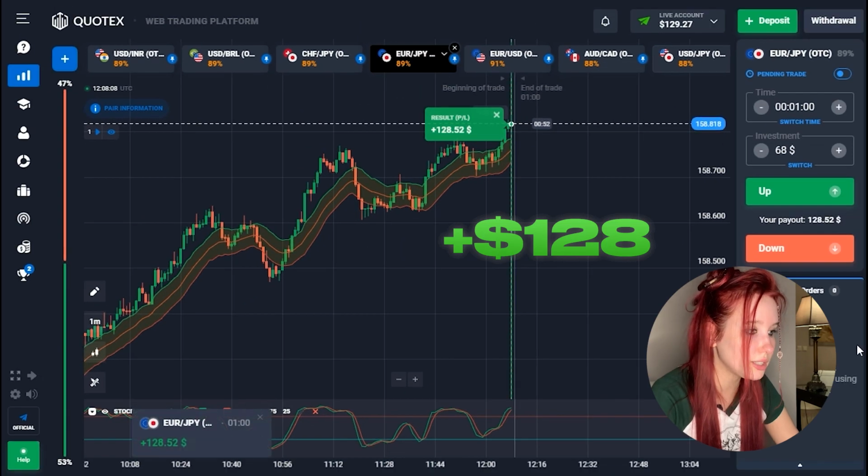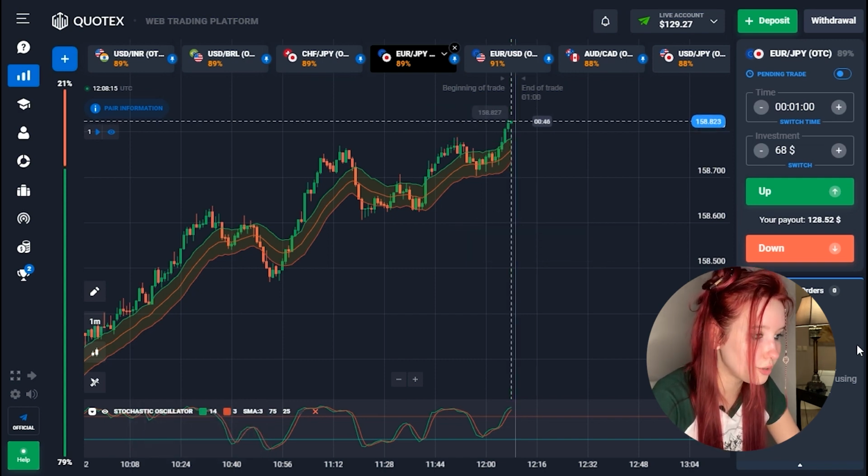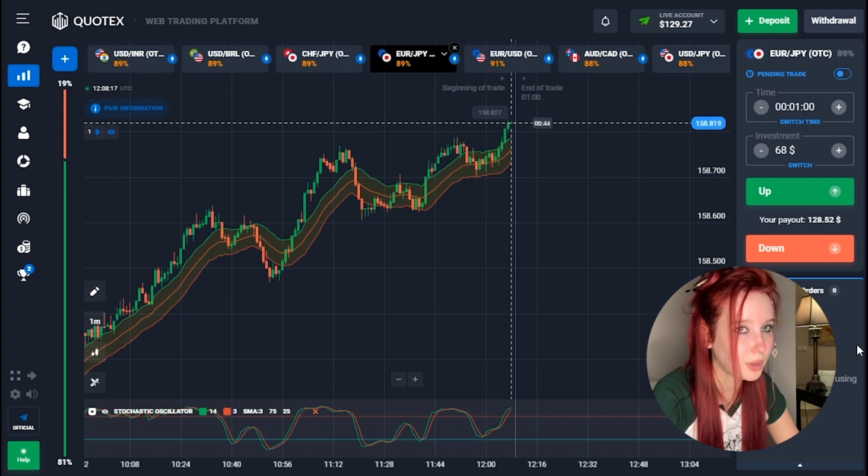You can see the stochastic is now at a higher level and we have made a profit. This is $128. As you remember, we started with $20. That's why, guys, you need to choose currency pairs with a high payout percentage. And remember, the more you invest, the more you get. Let's find the following good example.